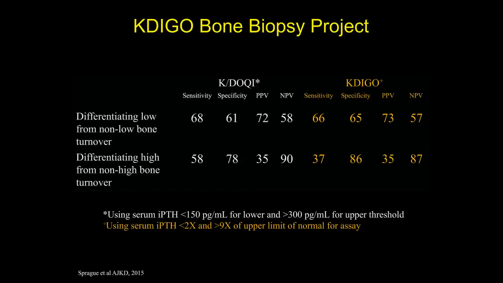Again, looking at this project, looking at both specificity and sensitivity, you can see that our positive predictive values by using either the K-DOQI guideline, which is 150 to 300, or the KDIGO guideline, which is up to 9 times the upper limit of normal, is not very robust, except for the negative predictive value differentiating high from non-high bone turnover in this patient population. So I thank you for your attention, and I hope you appreciate some of the difficulties that we're now dealing with in using parathyroid hormone to help us assess our patients.